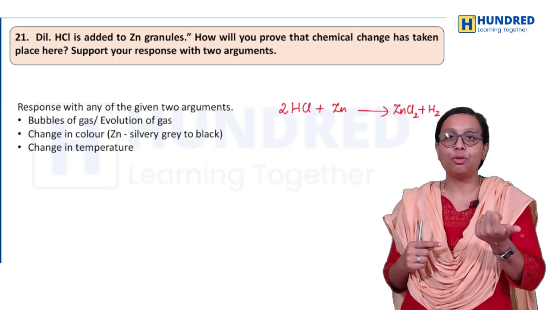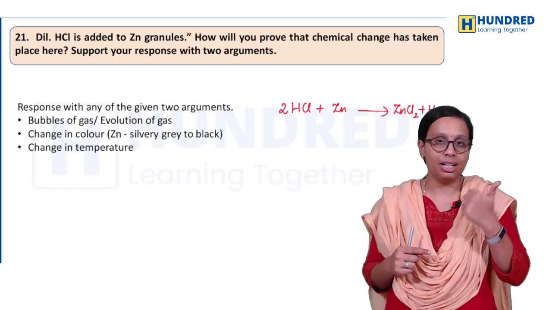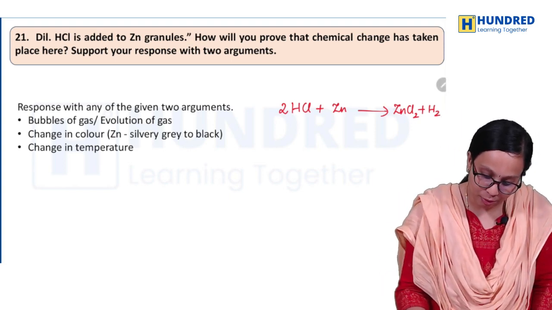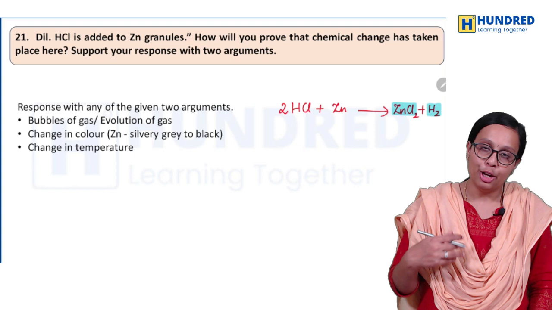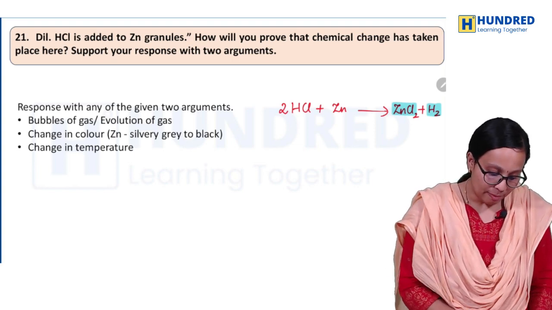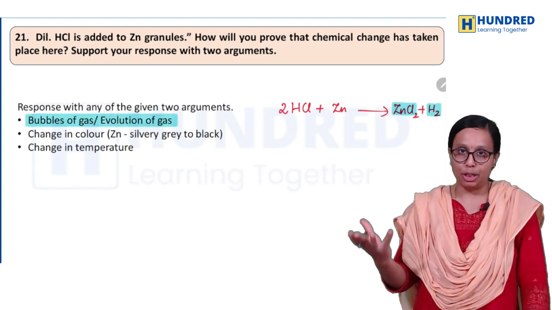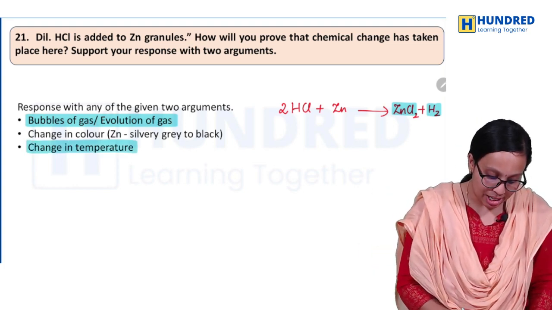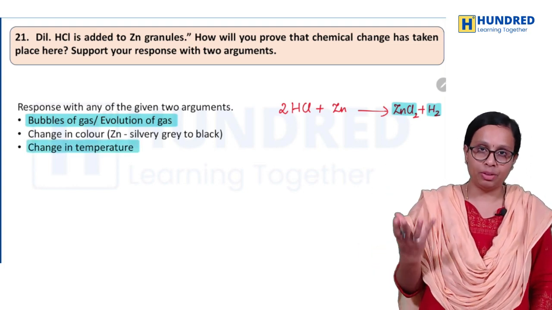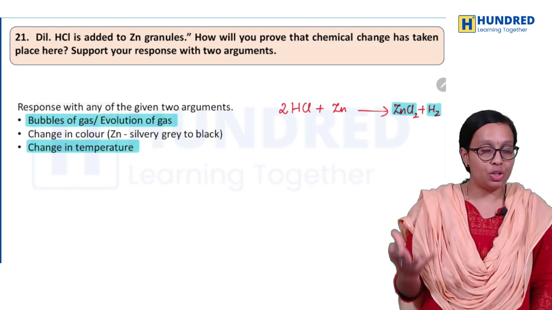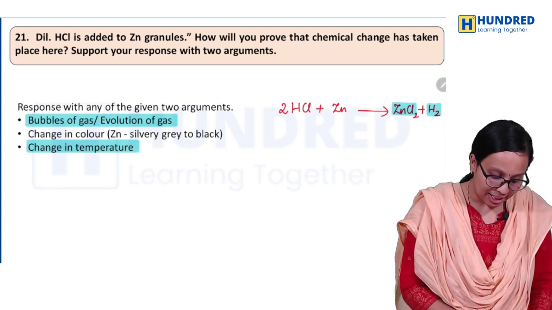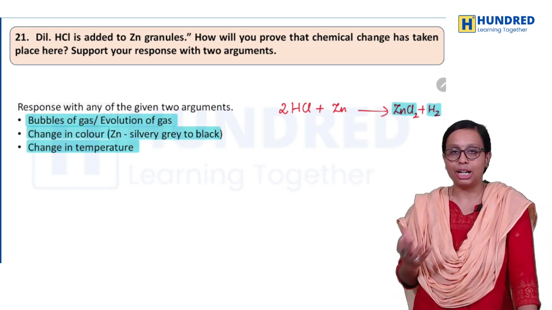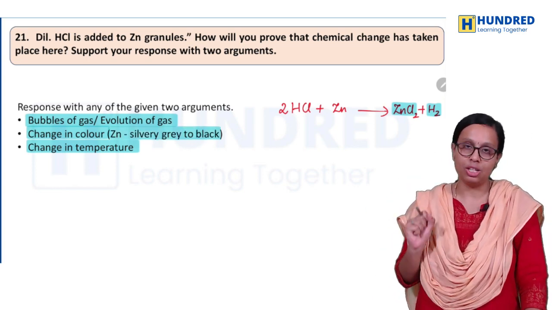So these are some of the examples to find out if a chemical reaction has taken place. In this reaction, you've got zinc chloride and hydrogen gas. Hydrogen gas is evolved, so you can see bubbles coming out. There will be a change in temperature. When you touch the flask, you can feel that the temperature has increased. And then there is a change in colors. The zinc will change from silvery gray to black. So these are some observations which you can see.